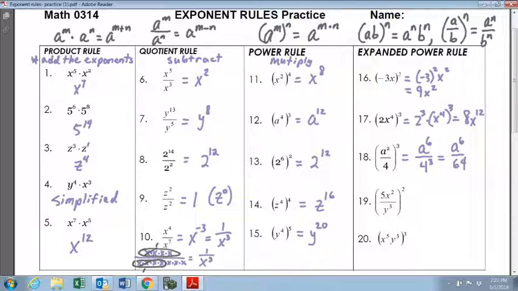On number 19, 5 squared is 25. x squared squared, well, that's power to a power, so we'll multiply, we get x to the 4th. And in the denominator, we have y cubed squared, so power to a power, we multiply the exponents again, we get y to the 6th. On number 20, that's like the first two we did, we'll do x to the 5th to the 3rd power, so power to a power, we get x to the 15th, and we're going to get y to the 9th.